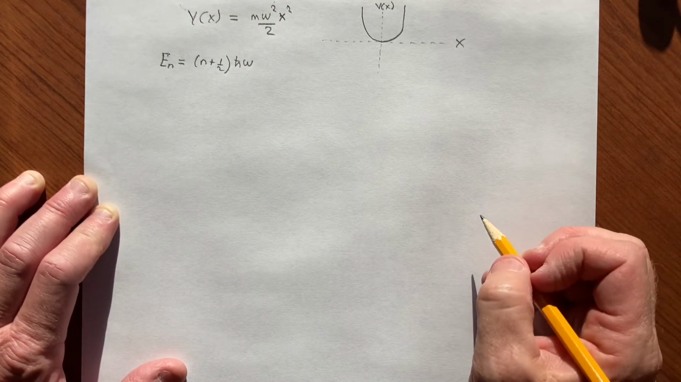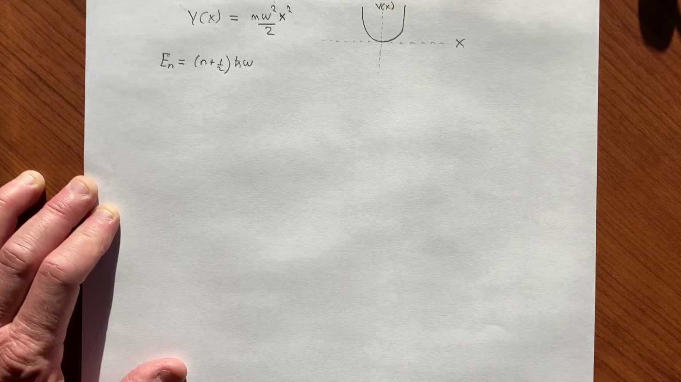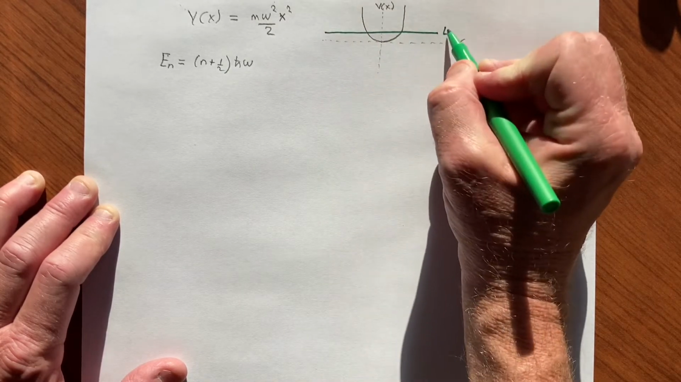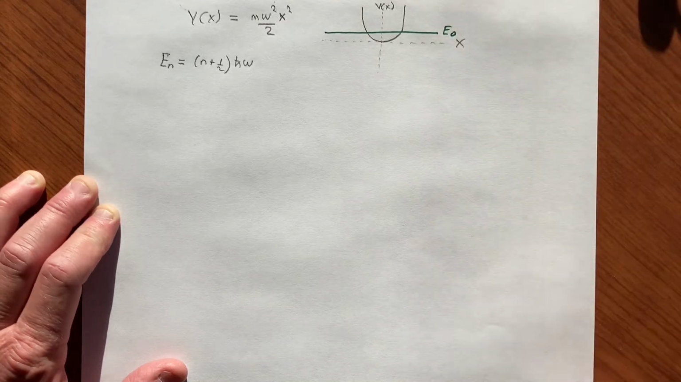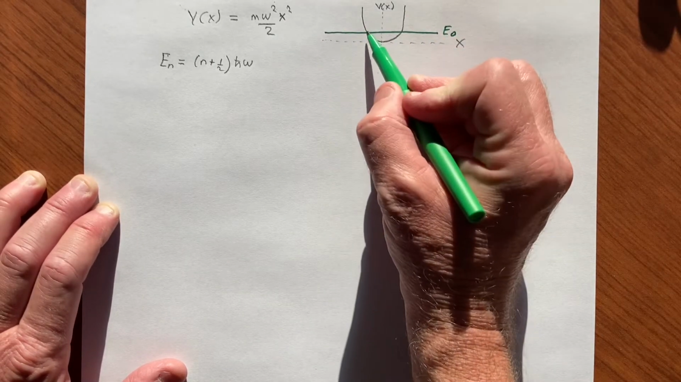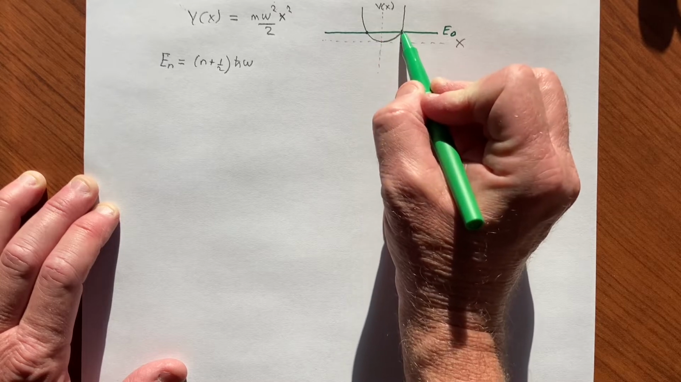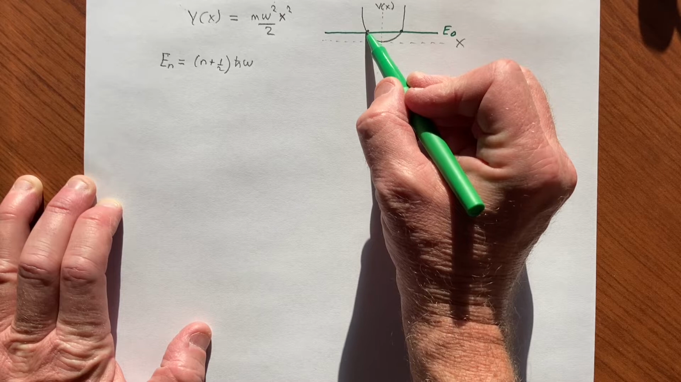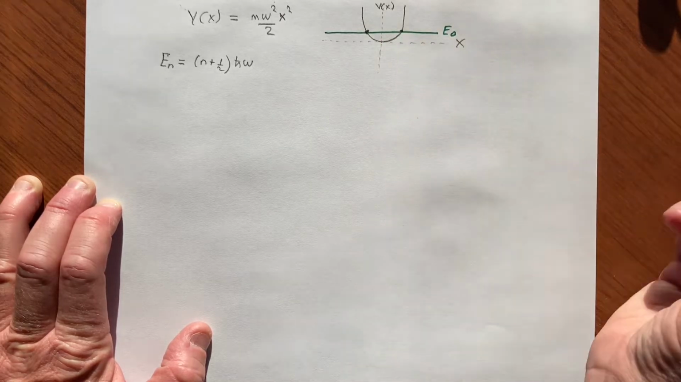And we want to find the turning points. So what are the turning points? Let's say that this represents the lowest energy, E0. Then this point and this point, these two values of x, are the maximum positions for the classical harmonic oscillator.